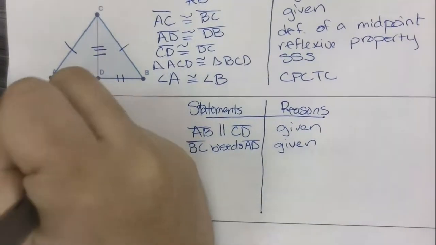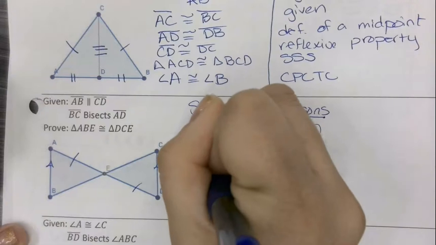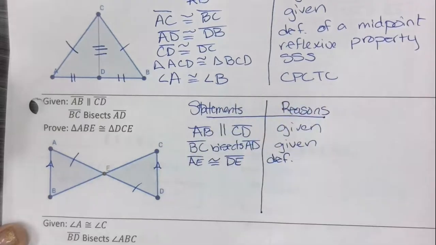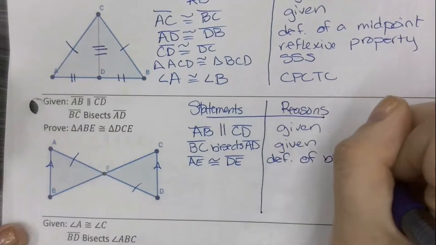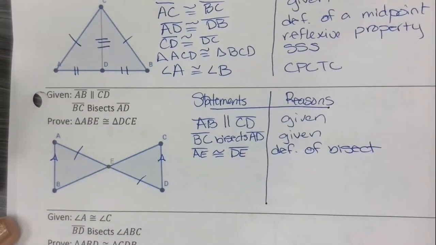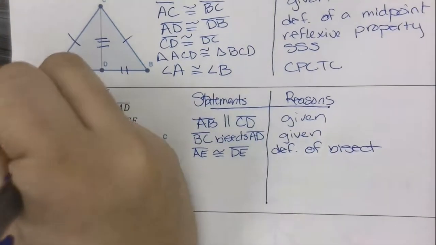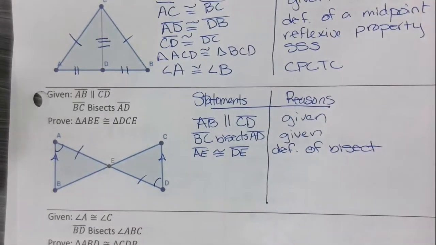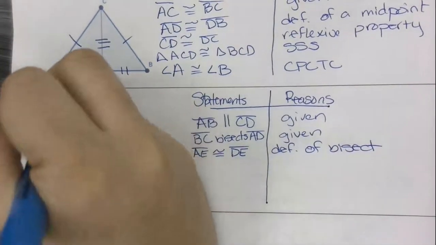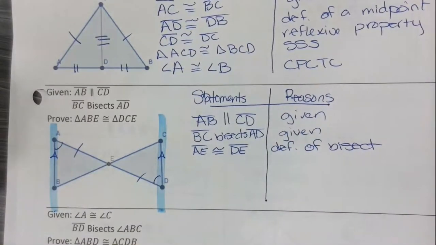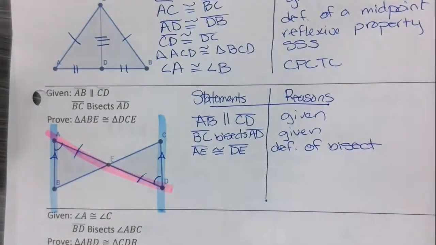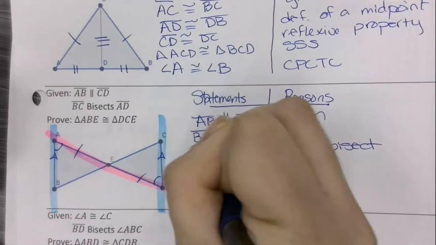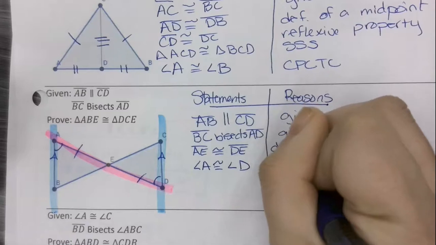So when it tells me something is a bisector, it tells me it cuts it in half. The thing being cut in half is AD. So I have AE is congruent to DE by definition of bisect. Okay. I can also tell, because I have parallel lines, that this angle and this angle will be congruent. So these are parallel lines, and this would be my transversal. So they would be congruent by alternate interior angles, and I can just say angle A is congruent to angle D, alternate interior angles.